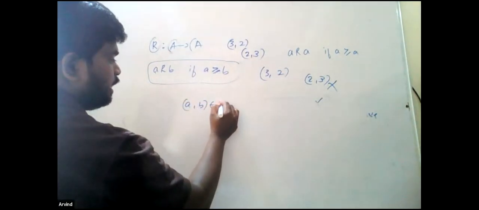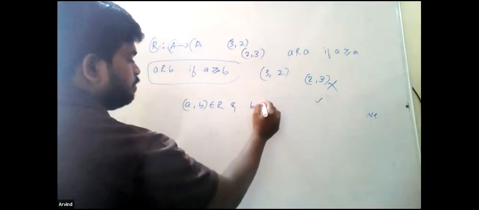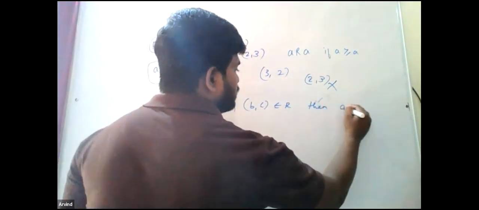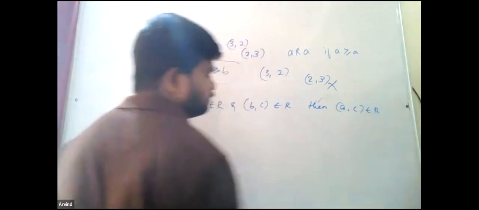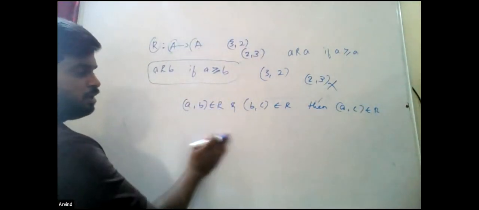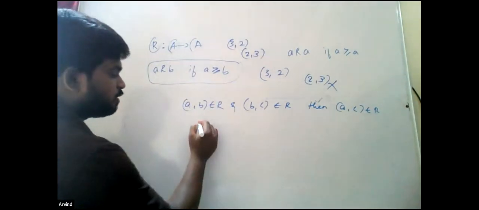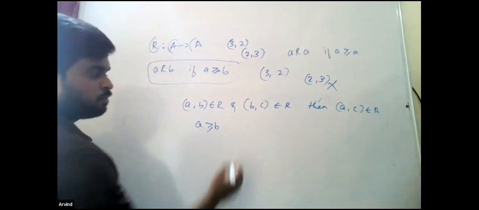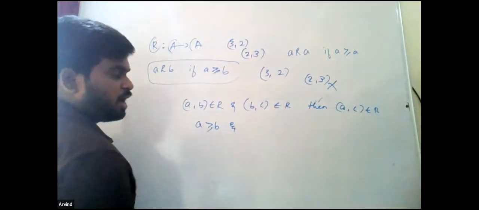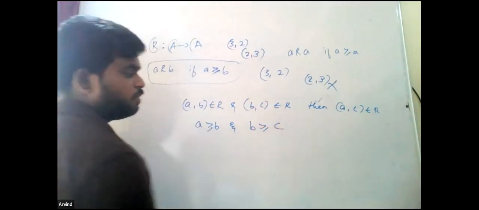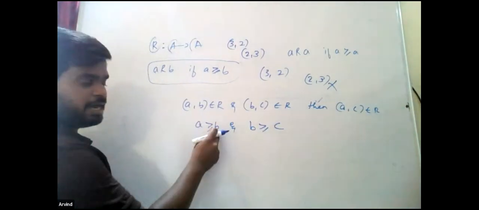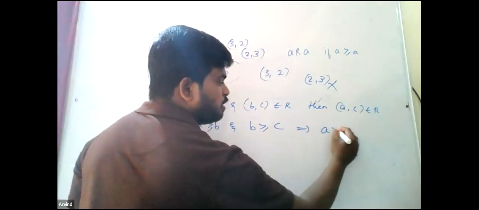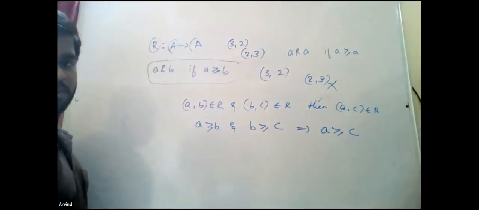What is transitive? If A, B is in R and B, C is also in R, then A, C must be in R. This is transitive. A, B belongs to R means A is greater than or equal to B. And B, C belongs to R means B is greater than or equal to C. A is greater than or equal to B and B is greater than or equal to C implies A is greater than or equal to C, can we say that?